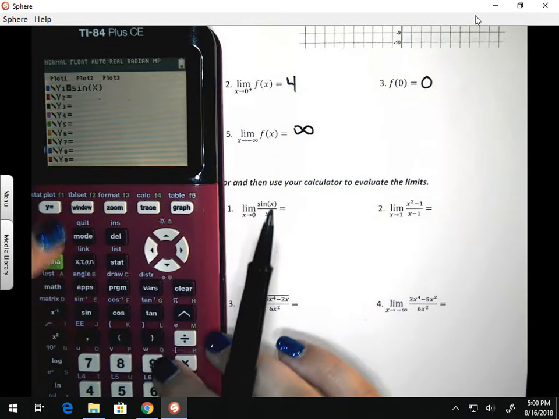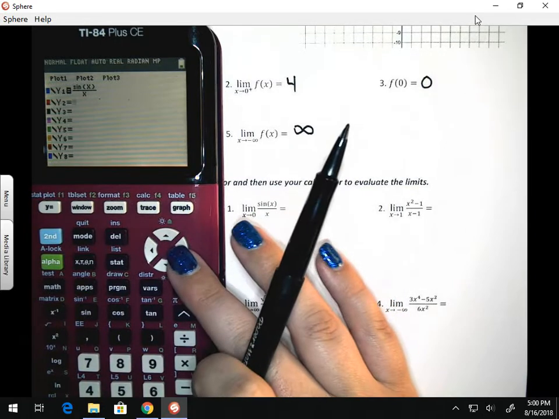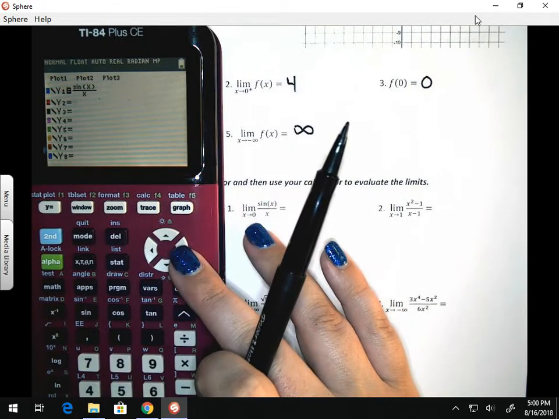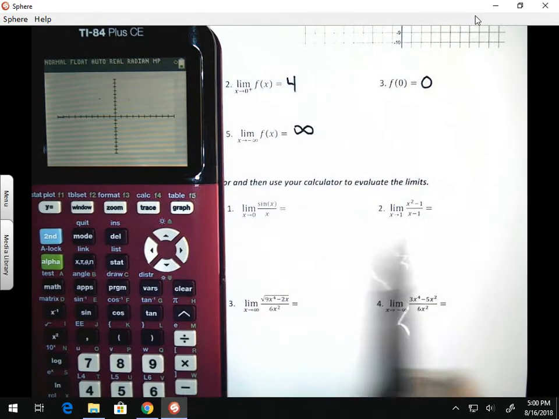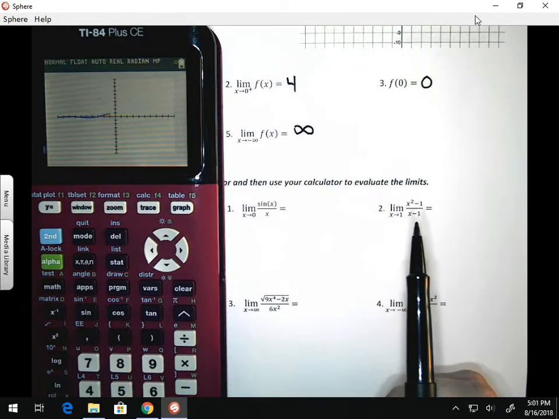Now, we could actually go to the graph and take a look and see what's going on. So if you want to, you can go ahead and hit graph, and we can take a look. Now, we would have to change the window because it's a little difficult to see things.